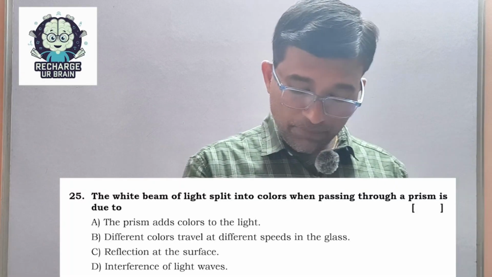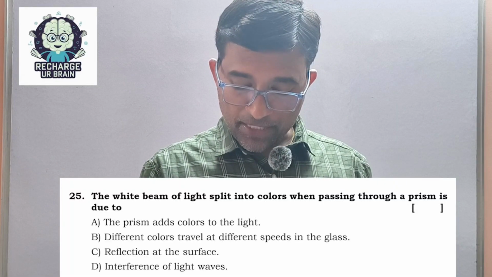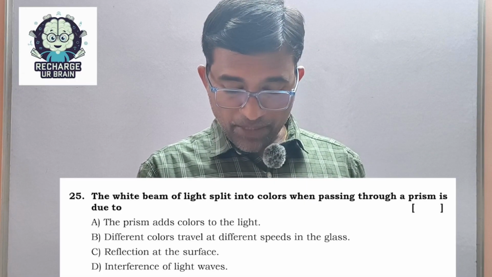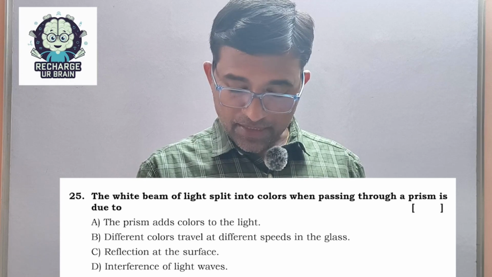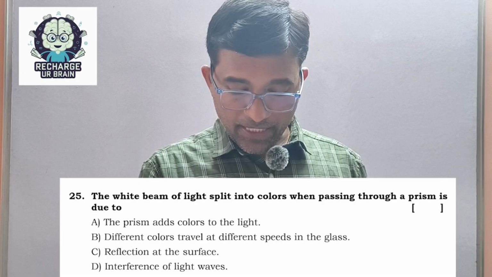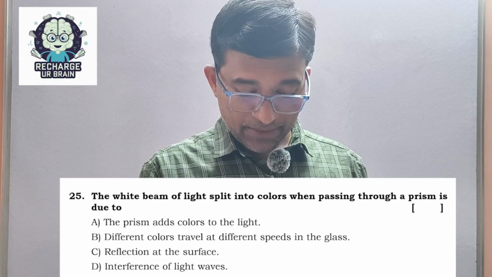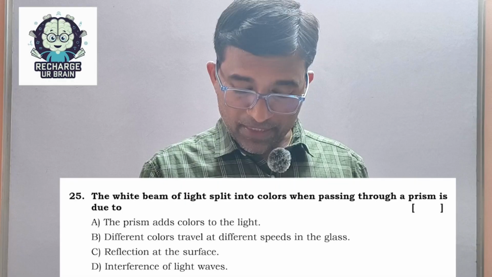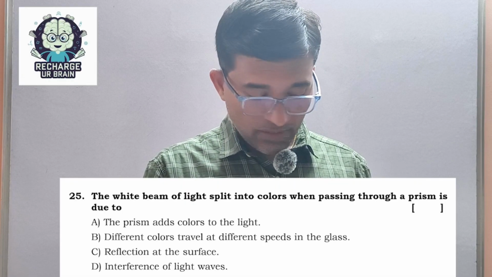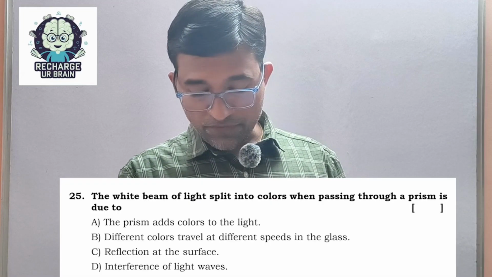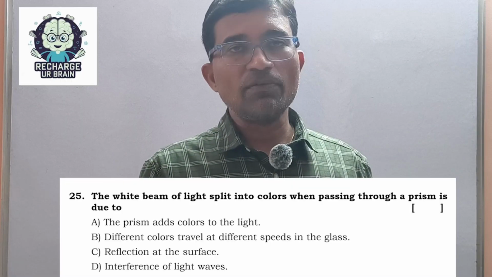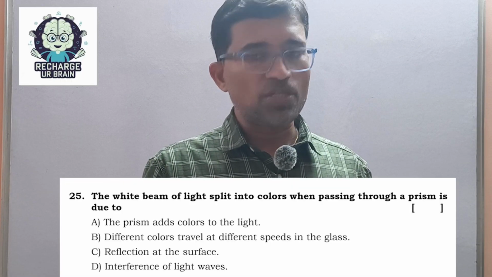And 25th one: the white beam of light splits into colors when passing through a prism due to. I will repeat the question. For this, the right option is B. A was the prism adds colors to the light. B, different colors travel at different speeds in glass. Others were reflection at the surface, interference of the light waves. The right option is different colors travel at different speeds in the glass. Speed will change, wavelength will change, the frequency will remain constant.